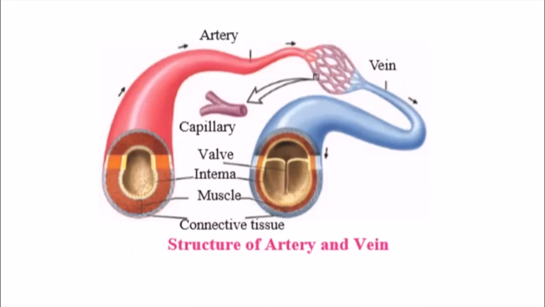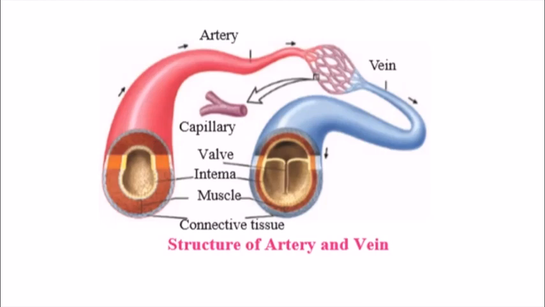What is the difference between deoxygenated and oxygenated? Deoxygenated means the blood is low in oxygen, and oxygenated means the blood has oxygen in it. So arteries carry oxygenated blood except one, the pulmonary artery. And arteries do not have any valves, and they are very thick.